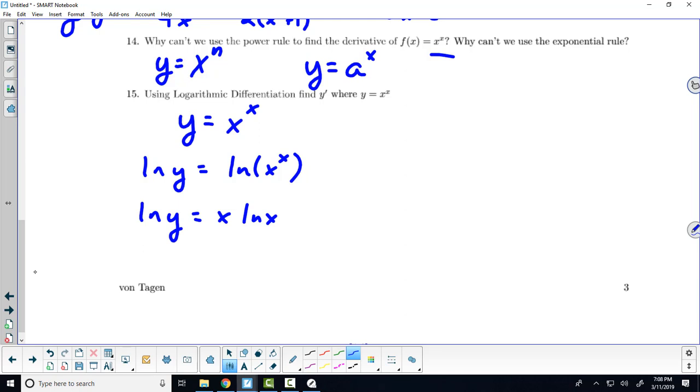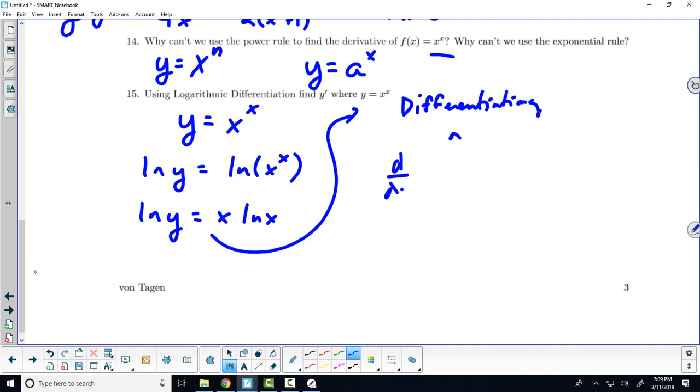Okay. Now what do we do? All we've done so far is algebra. Now we implicitly differentiate, so please write something like differentiating. Or you could write d/dx of both sides, but do one or the other.